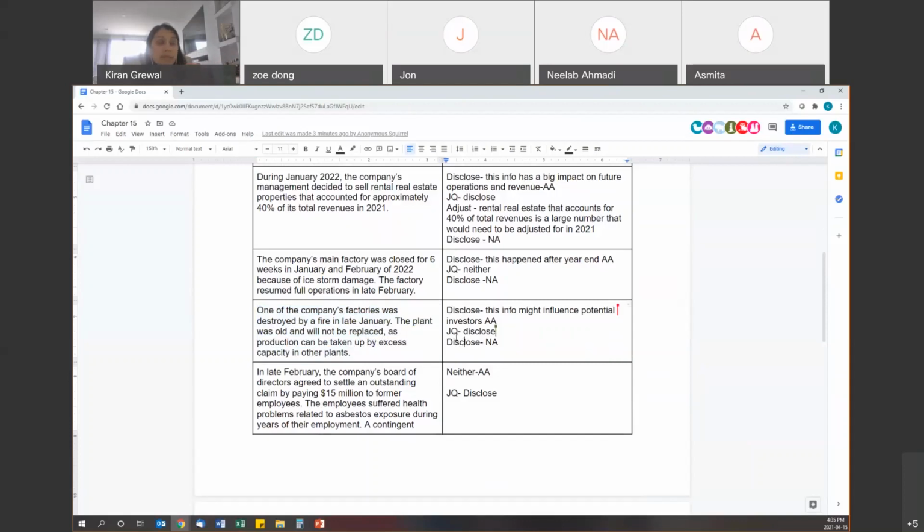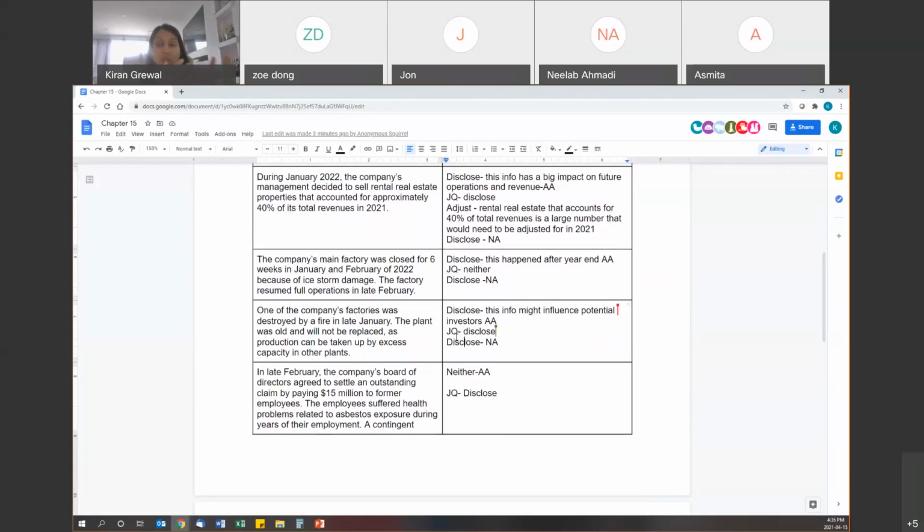This fire happened in late January of the next year. So whatever they wrote as their asset value in 2021 was correct. But in late January, they're going to take this asset off their books and record a loss because it was destroyed.